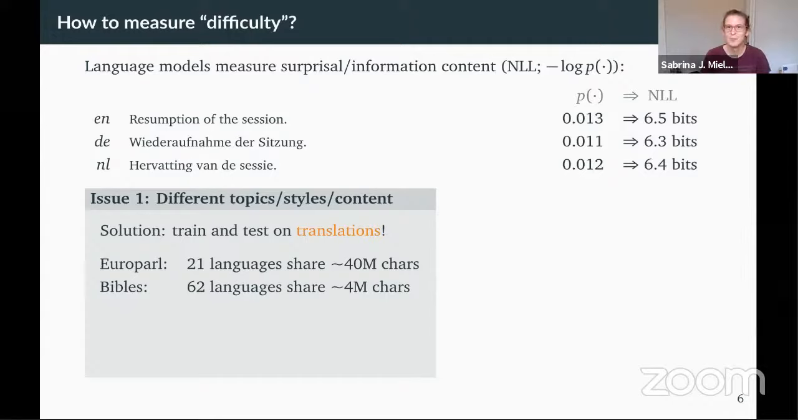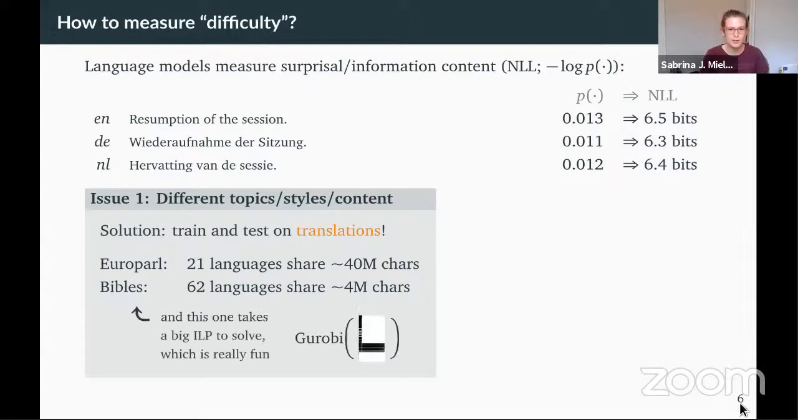No. Most of the Bibles that are out there are just New Testaments, which is like, okay, that's nice, but it's not really the whole Bible. And so we really want as much as possible. 4 million characters is already quite little to train a big neural language model. So overall, okay, 62, then how do we get this?